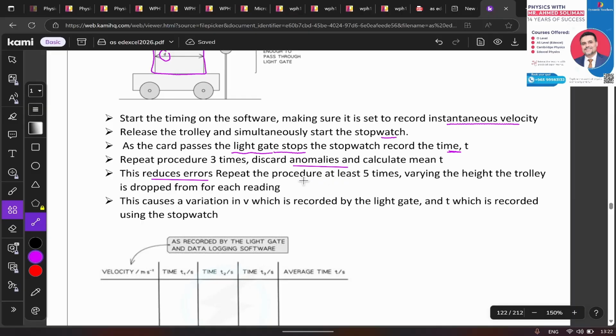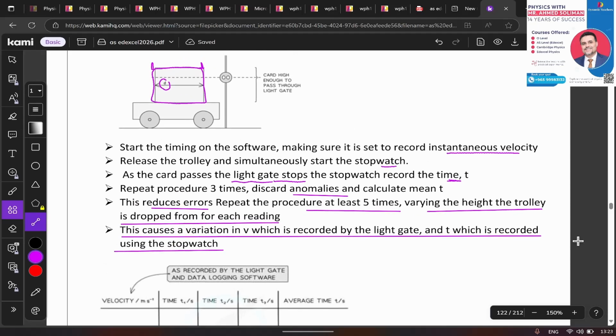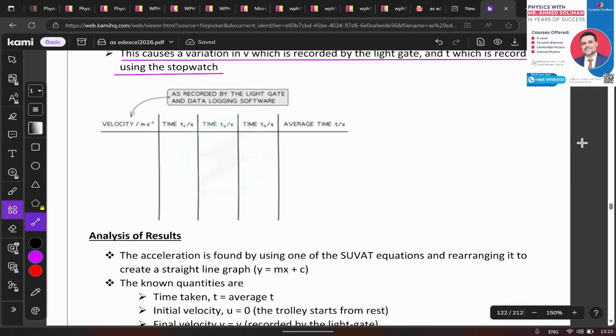We can repeat 5 times with different final velocity and different time. So the time will be varying. The height the trolley is dropped from changes for each reading. This causes a variation of V, which is recorded by the light gates, and of t, which is recorded using the stopwatch. Okay, so any question until now?